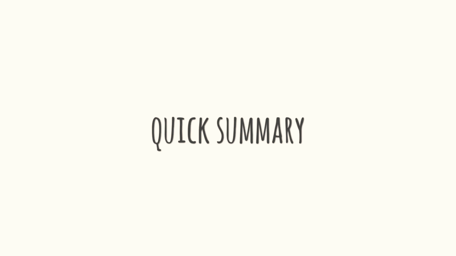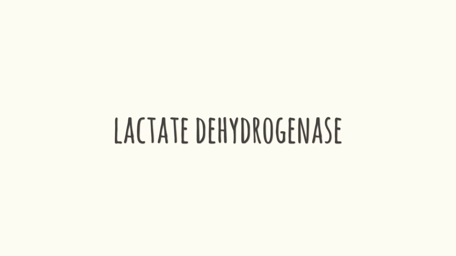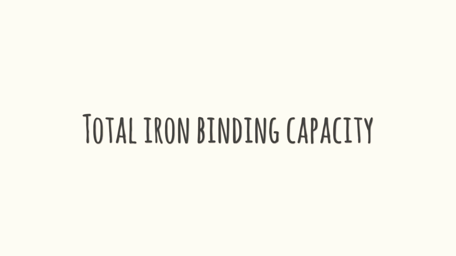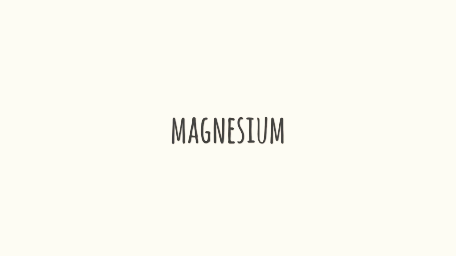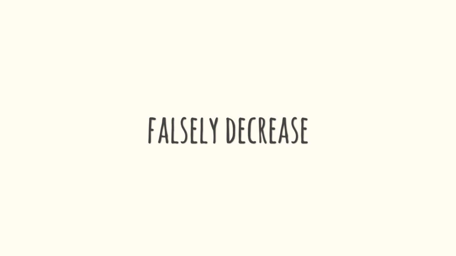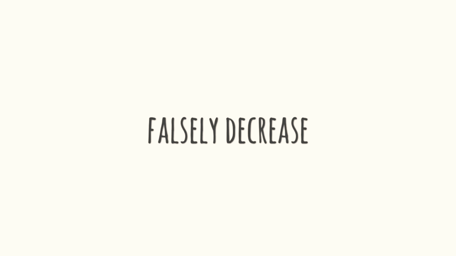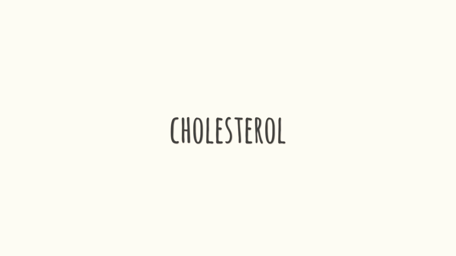As a quick summary, lipaemia can falsely decrease sodium, chloride, bicarbonate, LDH. Lipaemia can falsely elevate magnesium and total iron binding capacity. Hemolysis can falsely elevate potassium, AST, iron, phosphate, LDH, magnesium, creatine kinase, etc. Hemolysis can falsely decrease amylase, GGT and ALP. Icterus can falsely decrease creatinine, cholesterol and GGT.